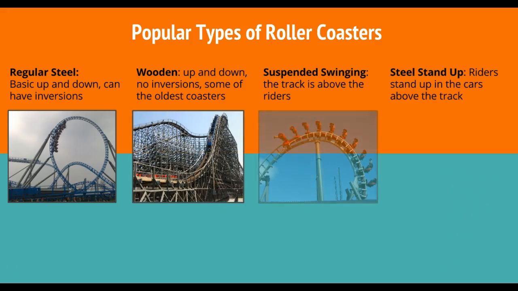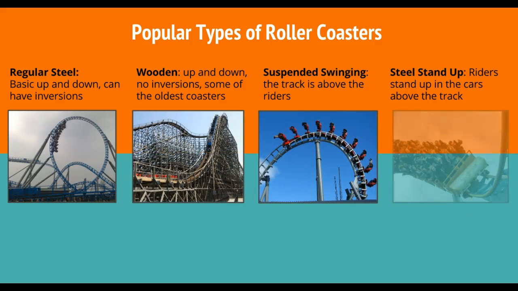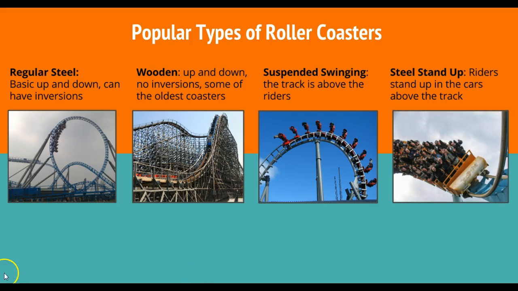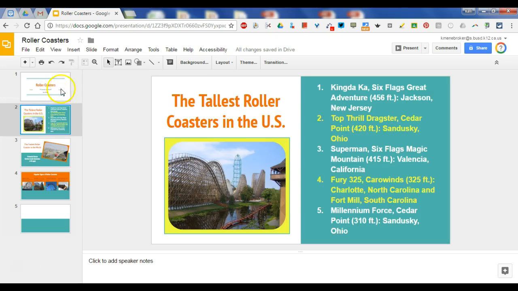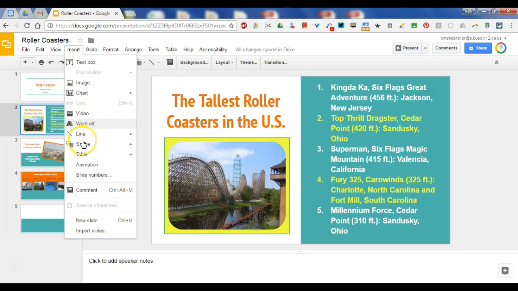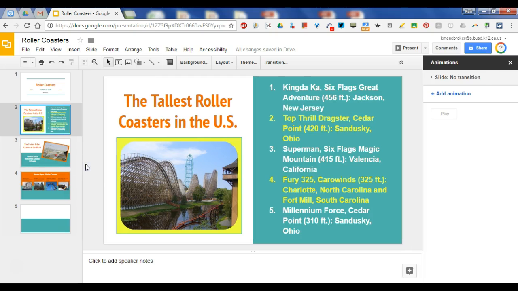Google Slides has one pane where you can control all of your transitions and animations. Let's start with slide transitions. Select the slide you want to add the transition to. Then click on the Insert menu and choose Animation. The animation pane will appear on the right. Click on Slide at the top of the pane and choose the type of transition you want.